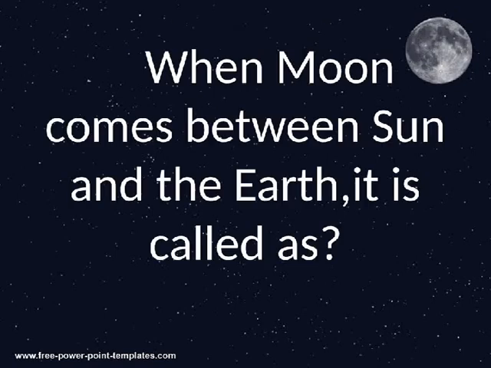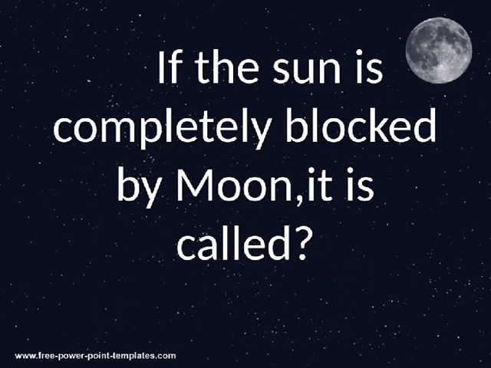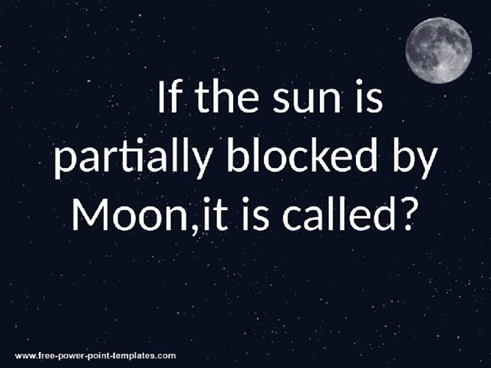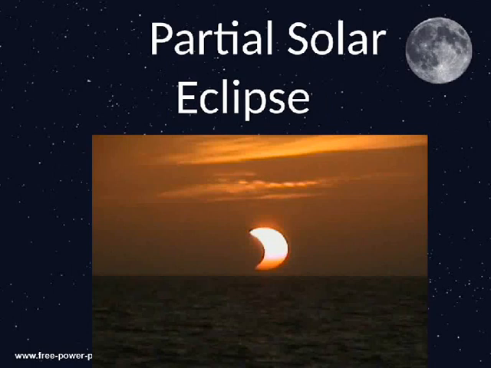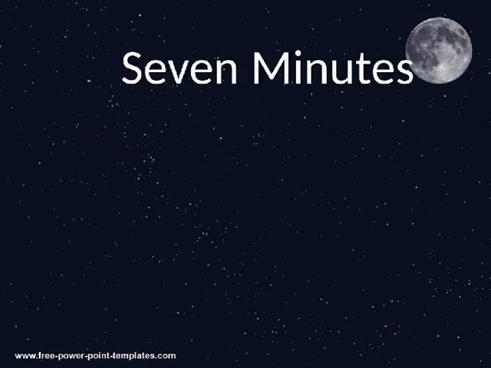When moon comes between sun and the earth, it is called as solar eclipse. If the sun is completely blocked by moon, it is called total solar eclipse. If the sun is partially blocked by moon, it is called partial solar eclipse. A solar eclipse lasts for 7 minutes.